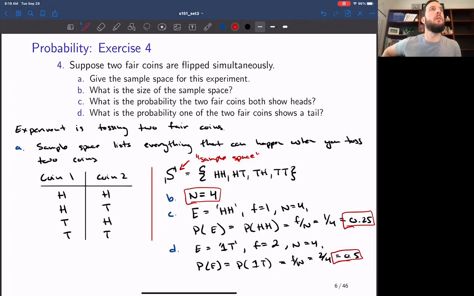Okay, Raleigh, is there a difference between capital N and sample space? Capital N is the size of the sample space. The sample space is a list of all of the possible outcomes. So in part A, I have listed all of the outcomes. That would be the sample space. In part B, I have given the size of the sample space, which is capital N, and that's equal to 4. Does that make sense? Any other questions?